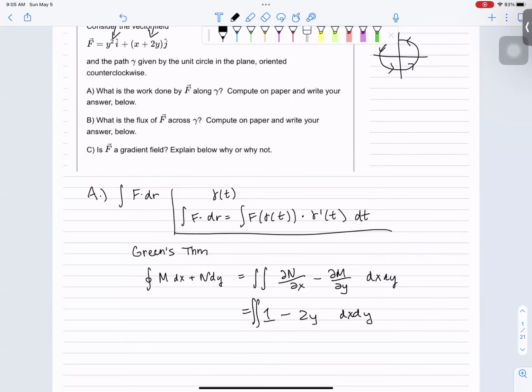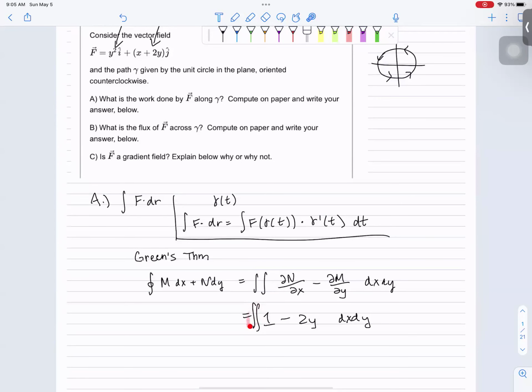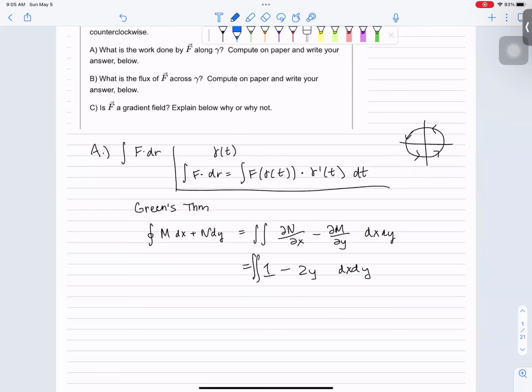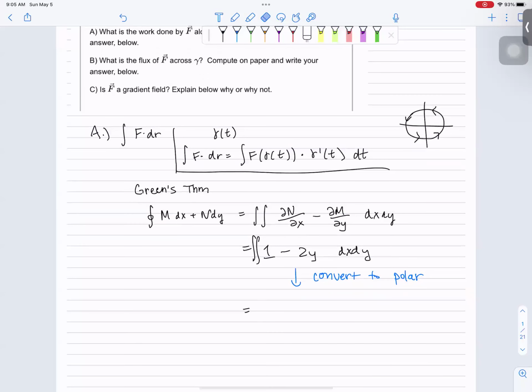I could keep things in Cartesian coordinates and try to get the double integral bounds for this circle. But if I have a circle, why not just convert to polar coordinates? So I'm going to convert to polar coordinates. If you want to keep it in Cartesian, that also works, and you should get the same answer. But I'm going to convert to polar because the bounds will be nicer to use.